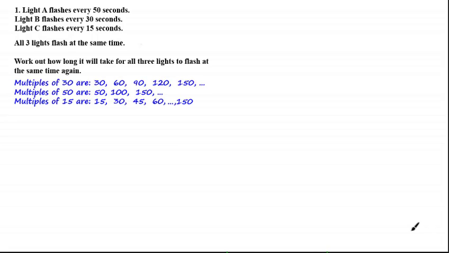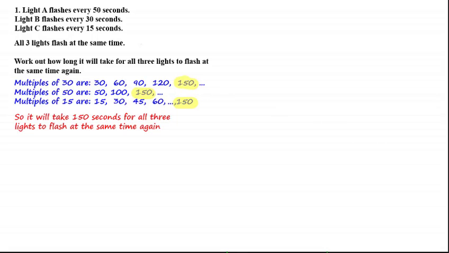One way we could do this is by writing a list of multiples for each value. And from this list, you should be able to see that 150 is the first common multiple of each term. And so it will take 150 seconds for all three lights to flash at the same time again.